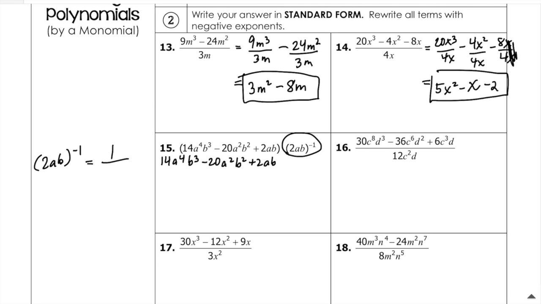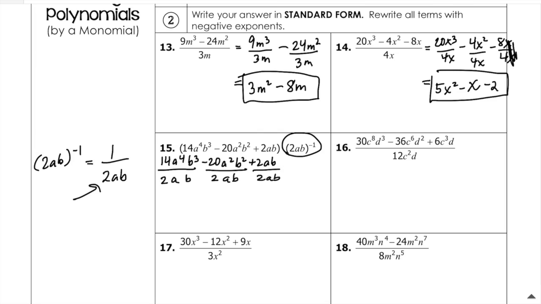This is our jump the line and change the sign. So since it was to the first, this is the same thing as 2ab to the first. So again, if we have a negative exponent, we jump the line, we change the sign. So this is really what's in my denominator. So I'm going to write this under everybody. So I have 2ab, 2ab, 2ab.